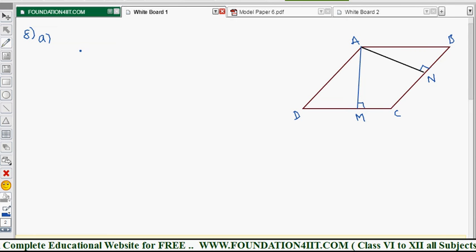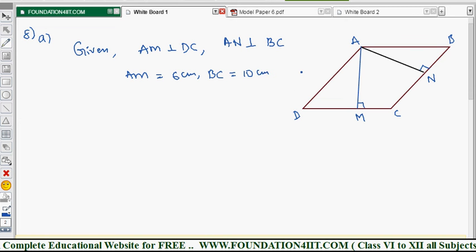Now let us see the given data and we'll solve this problem simply. Given details: AM is perpendicular to DC, and AN is perpendicular to BC. AM is 6 cm and BC is 10 cm. The area of the parallelogram is base into height, that formula will apply to find what we require. AM is 6 cm, this is the height given, and BC is 10 cm. If DC is the base and AM is the height, then you can find DC. If you know the DC value, that is equal to AB.